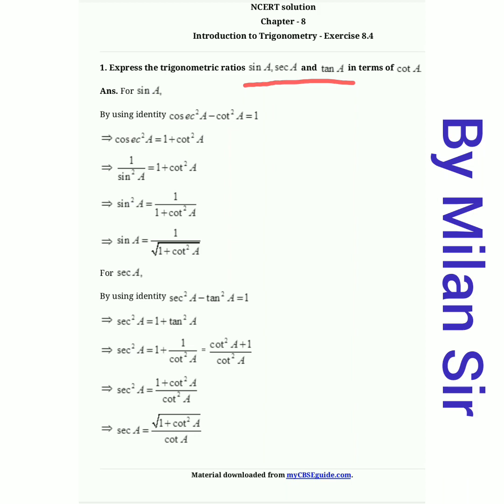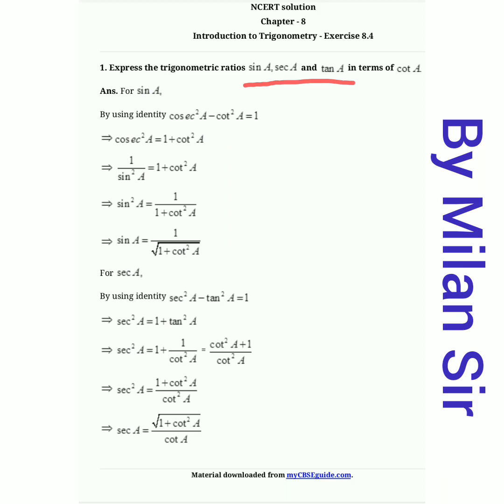Means if the value of cot A is given and in the question you need to find sin A, sec A and tan A. For that we have one method that we learned in exercise 8.1, the triangle method. But if we do not want to use it, then we can go for this method. In this method, you can get the formula of sin A, sec A and tan A in terms of cot A by using the identities. Right?